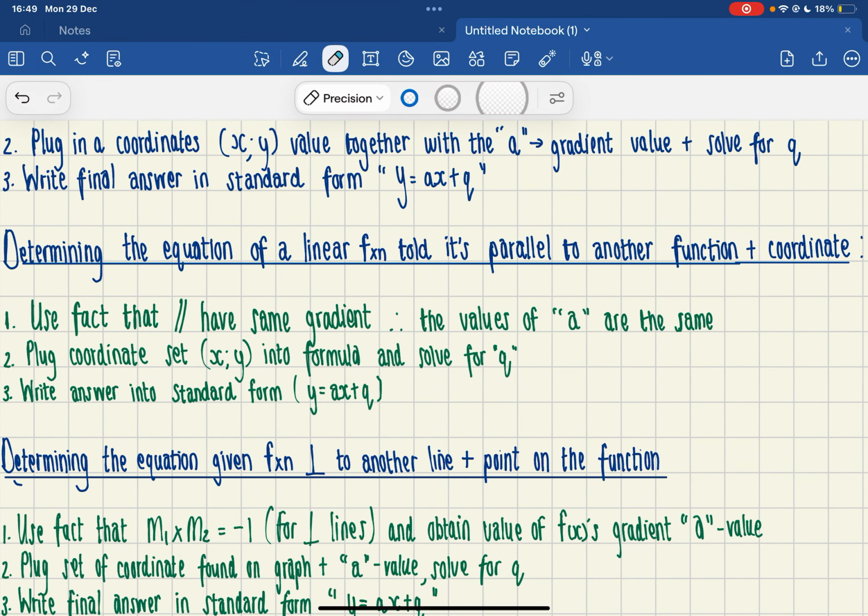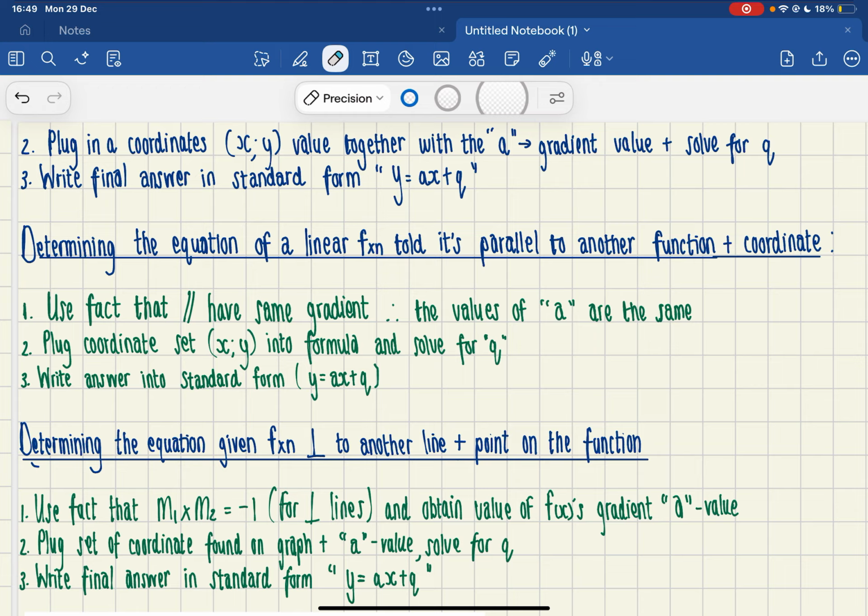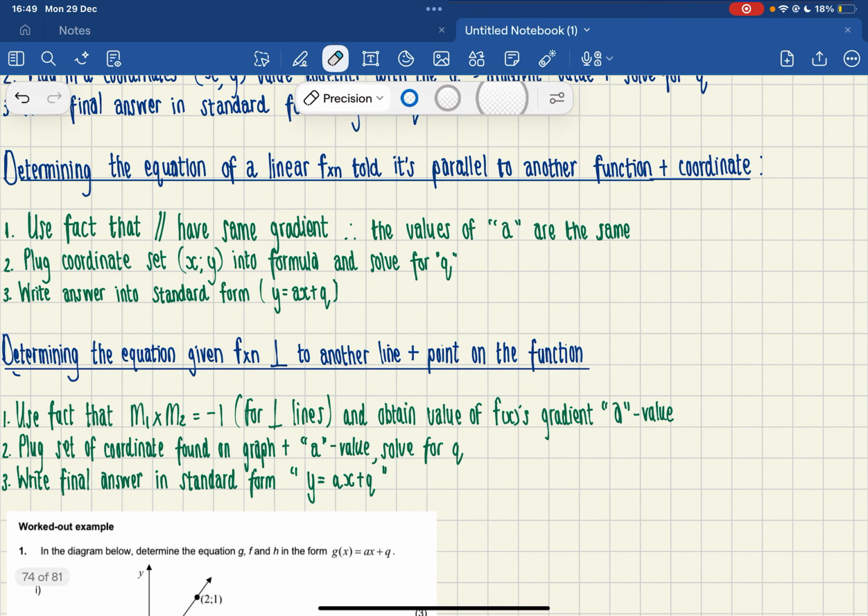You write your final answer for the equation in the form y is equal to ax plus q. Now they can also ask you to determine the equation of a linear function when they tell you that this line is parallel to another line and the gradient of that line is, for example, 2. You're supposed to remember that when I did analytical geometry last year, parallel lines had the same gradient. Thus, my line will have that gradient.